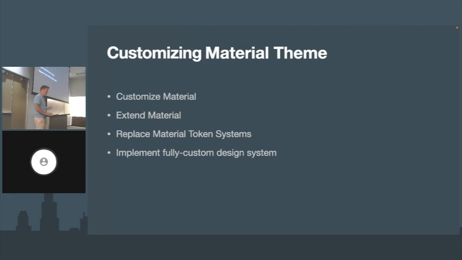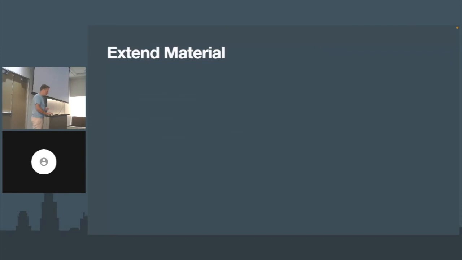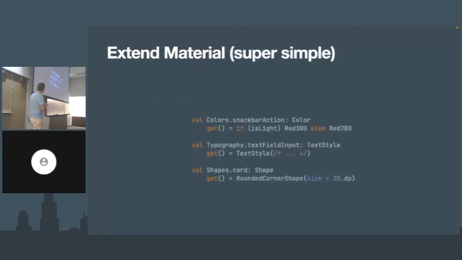So now let's take a look at how you can extend Material. There are actually two ways to extend Material. One of them, super duper simple: we just use Kotlin's extension functions. Those same token systems, you can just add your own extension functions to, or in this case, extension properties, to those token systems. And then you can access those wherever you access colors.